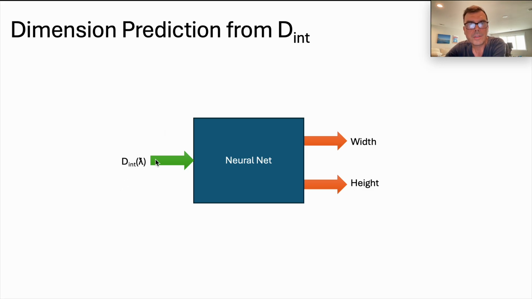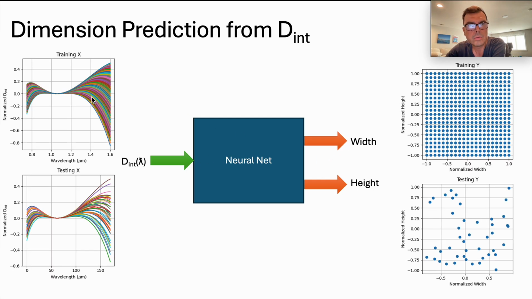For the first part, we will use a neural network or some other machine learning model. We will feed this network with our integrated dispersion data, and then try to predict width and height. On the left, you see how the input values look. We have 171 values of wavelength, dispersion, integrated dispersion data, but of course these are normalized values. On the right, you see the training and testing data points. For the training, we have a uniform grid. For the testing, we have random numbers chosen within the range.